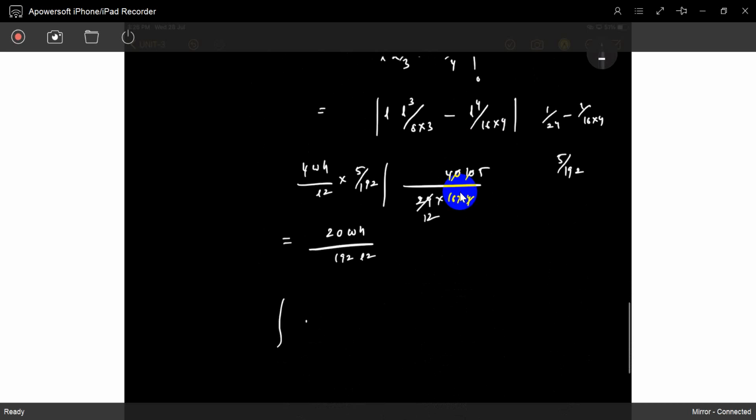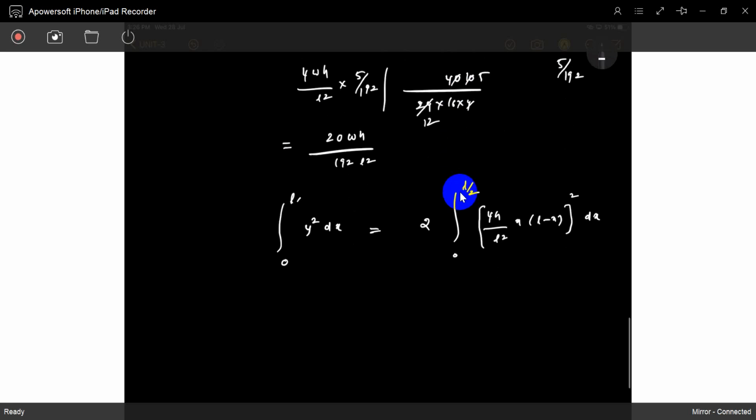Bottom portion again it's y square, no? Y square dx, 0 to L. So you can write it as 2 times 0 to L by 2. What is y? Y is 4h by L square x into L minus x, whole square dx. That's it now. So can you do it? We'll do it.